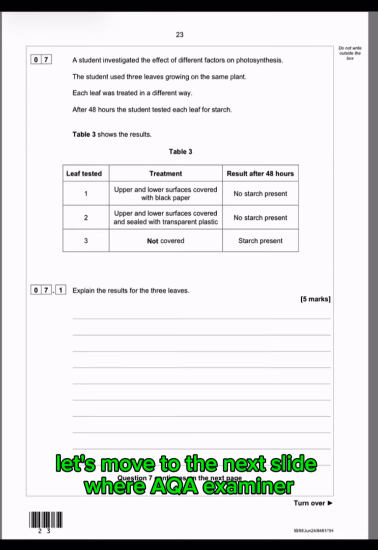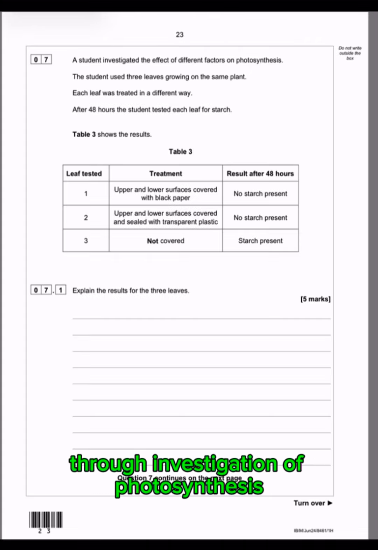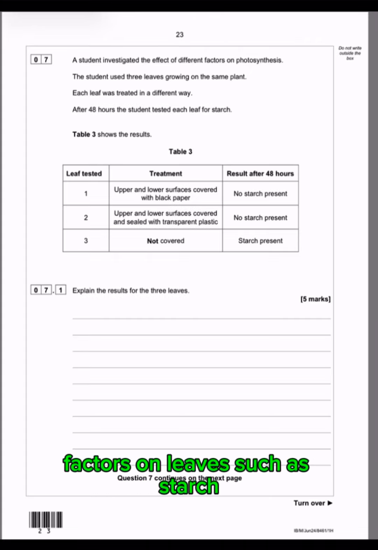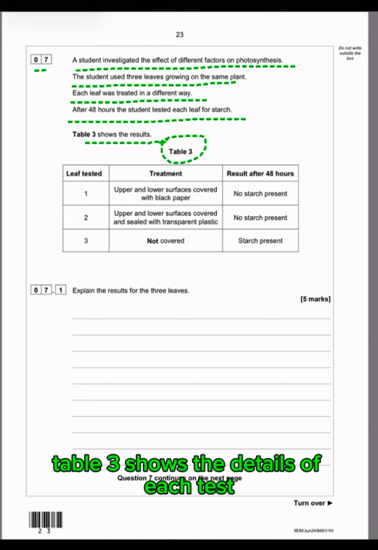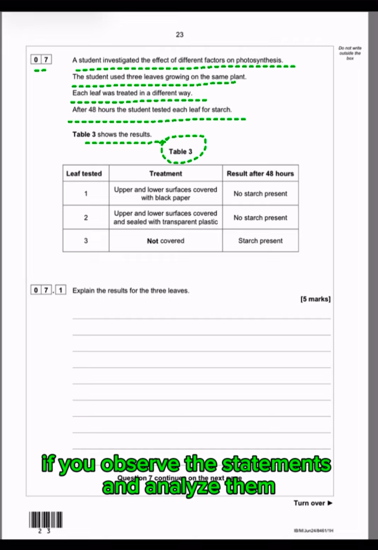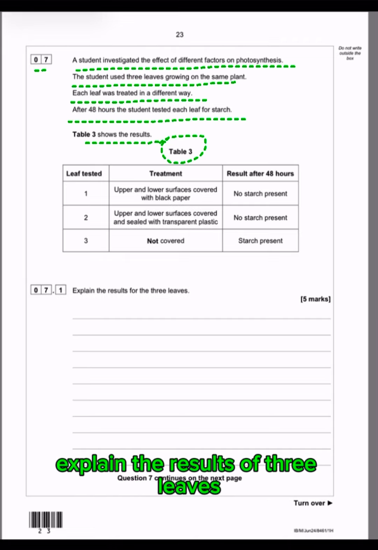Let's move to the next slide, where the AQA examiner checks your data analysis and scientific knowledge through investigation of photosynthesis factors on leaves, such as the starch test and limiting factors. Table 3 shows the details of each test. If you observe the statements and analyze them, followed by the answer to question part 7.1, explain the results of 3 leaves.